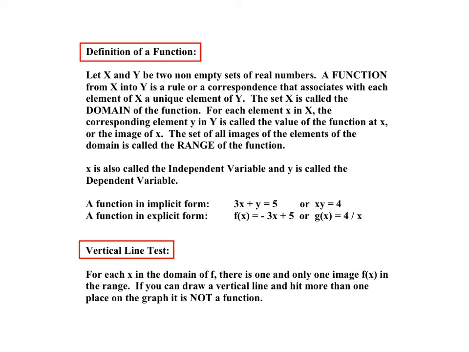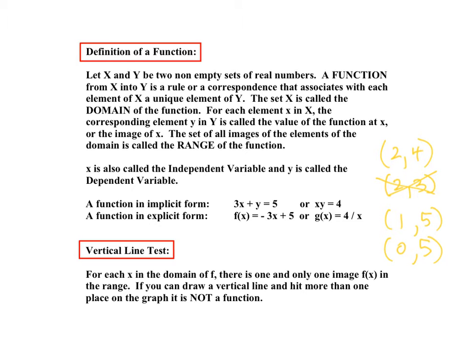So if you have a 2 for x, you could have a 4 for y. But that means you can't have a 2 with a 3 for y. That would make it not a function. You could have the same y multiple times with different x's. That's not a problem at all, as long as each x has a unique y.